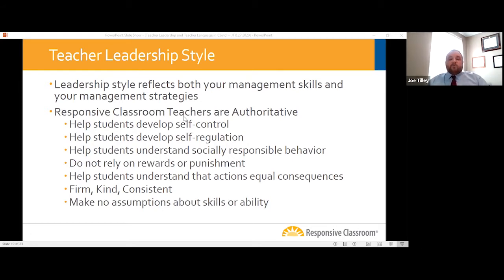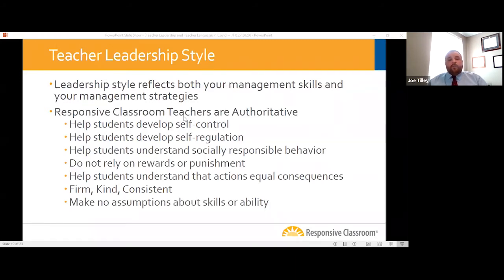We want to frame those conversations in a firm, kind, and consistent way. We want to make sure that we are remaining firm, because expectations keep us safe. They create an environment that's equitable for everybody, so that everybody can be on the same playing field. We also want to be kind with this. We don't want to demean students. We don't want to be aggressive with students to the point that they feel uncomfortable or things like that. We also want to be very consistent. Consistency is really critical for equity purposes.